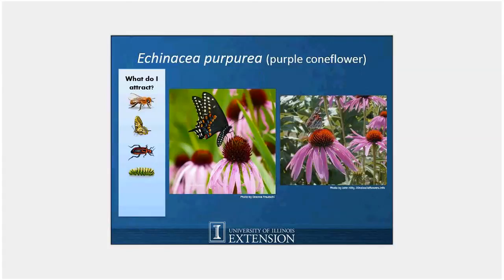This one, you see a beautiful black swallowtail on it, and then the next picture we see a painted lady butterfly. And honeybees, bumblebees, and the other bees. Your butterfly visitors include monarchs, painted ladies, swallowtails, sulfurs, and whites. And some of the caterpillars of some butterflies and moths actually use it as a larval host.